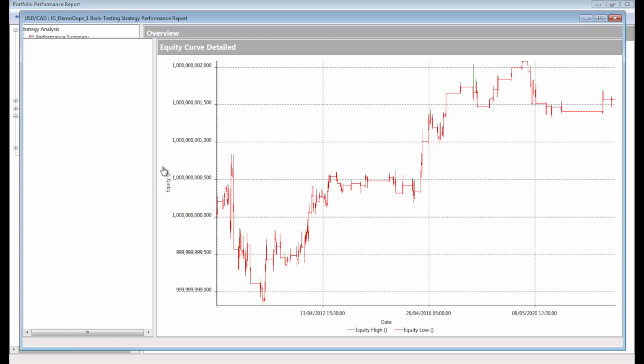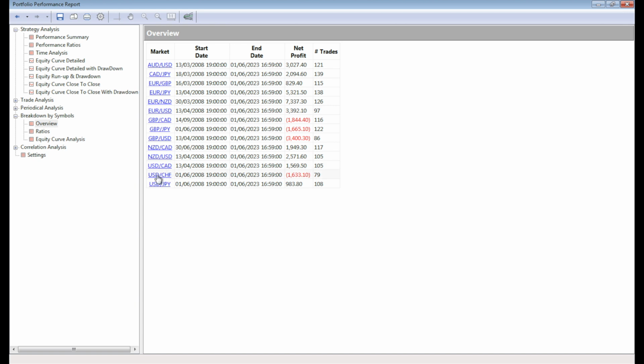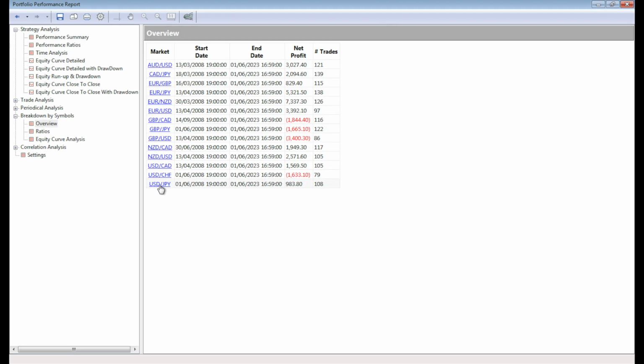US dollar Canadian. Equity curve's not that great. US dollar Swiss franc is losing money, and US dollar Japanese yen is making just a little bit of money with a fairly bad equity curve. So that concludes the 45 tests using the 3 different exit types.